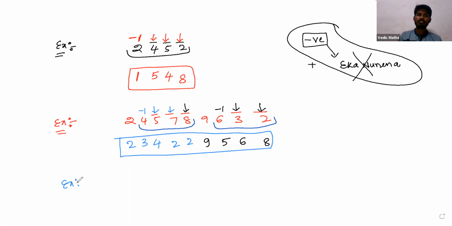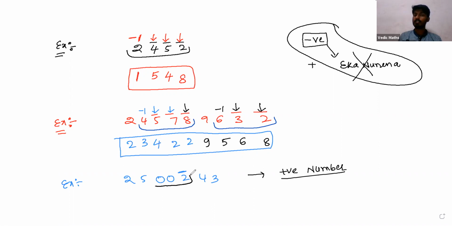Let me take another example. 2500243. Just one negative digit is here. First of all, let us check which number it is. This is clearly a positive number. Why? Because the starting digit is positive, you can see. When it is a positive number, we have to remove the negative digit. So negative, neutral, and positive digit will be the group. So 4 and 3 we write as it is, because they are not included in the group.